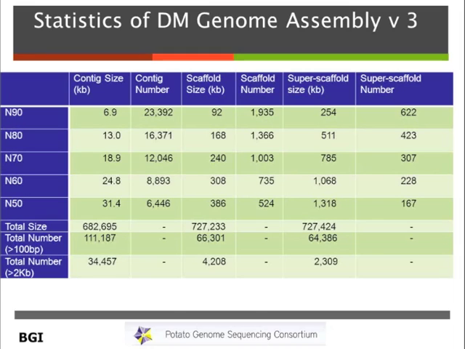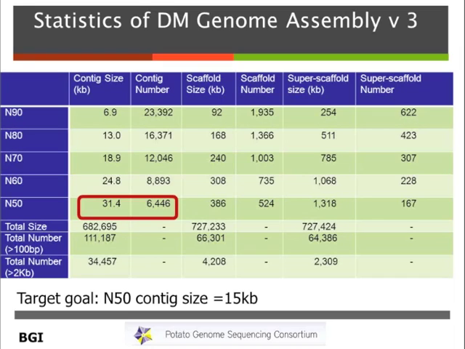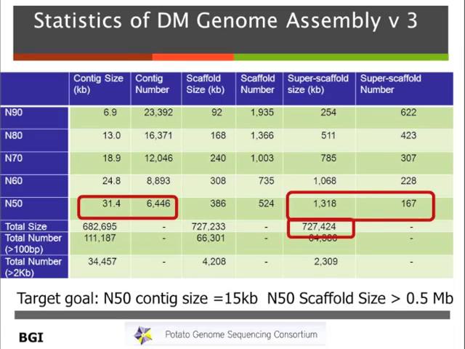So the statistics of the assembly, this is called version 3 of the assembly. The take-home points here are that we were targeting an N50 contig size of 15 kilobases, and we got an N50 contig size of 31 kilobases. So this is a pretty reasonable contig size. You know, the average gene is going to be less than 5 kilobases, so we're going to capture the full gene on the contigs. The N50 scaffold size we were targeting was half a megabase, and we ended up with 1.3 megabase scaffolds.